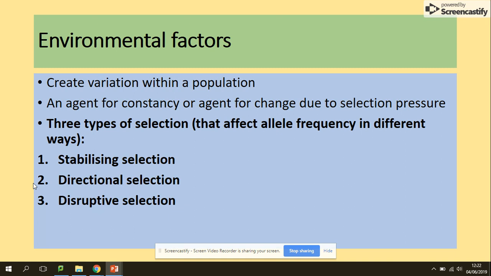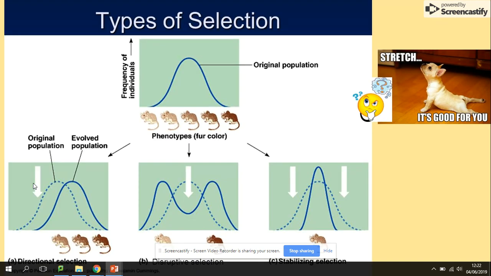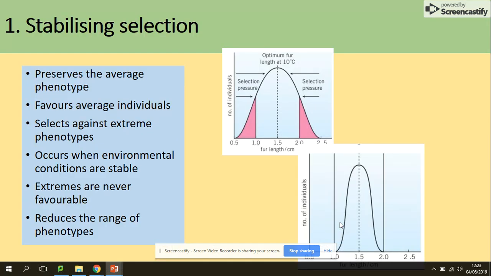Selection is divided into three types: stabilizing, directional, and disruptive selection. Looking at those graphs, starting with the original population, we have three different types. What's the difference between those graphs? It's the way the advantageous alleles have been selected. In directional selection, there will be movement towards one of the extremes. In disruptive selection, they select both of the extremes, and in stabilizing selection, they select the mean and eliminate the extreme values.